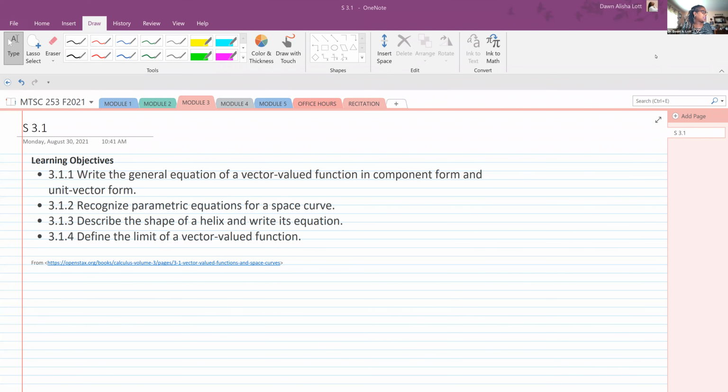So this section is vector valued functions. I think you will like this section. If I can ever get it to go where I want it to go so I can type.